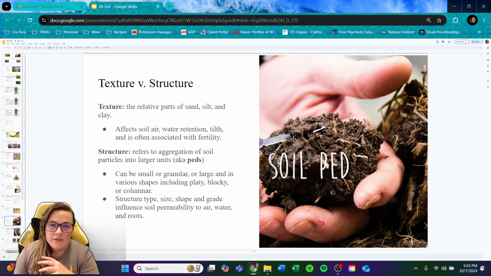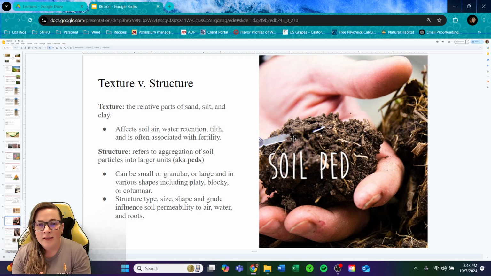Then we have texture versus structure. Texture, like the little triangle chart we saw, is the relative parts of sand, silt, and clay. This will affect your soil air, your water retention, the tilth, and is also associated with the fertility of the soil in general. Structure is a little bit different. It refers to the aggregation of soil particles into larger units, also known as peds.